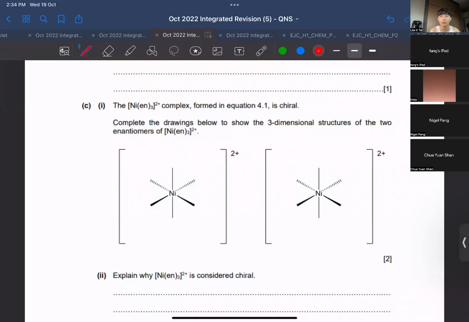But some of you may be wondering how it's chiral in the first place, even though we answered that in part 2. Let me just break it down. We have to position the bidentate ligands 2 by 2 by 2. So perhaps, we cannot do something like this, definitely.